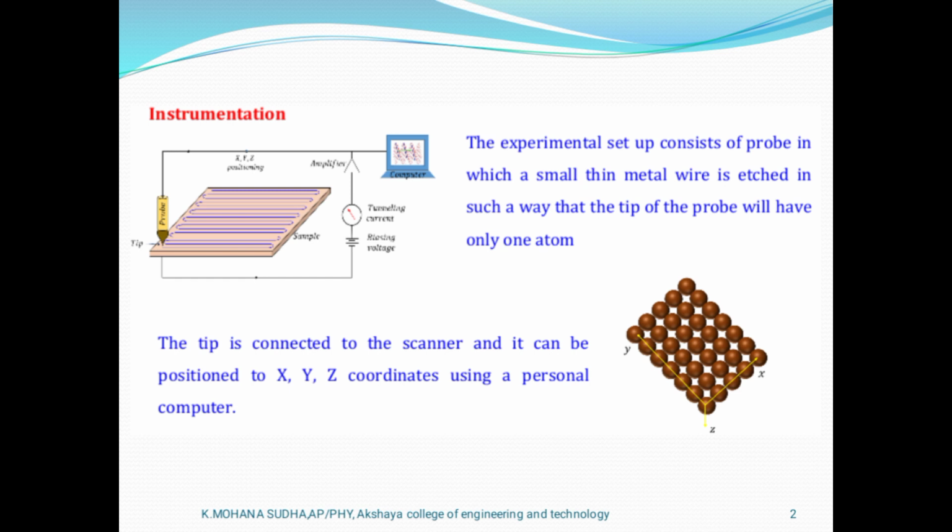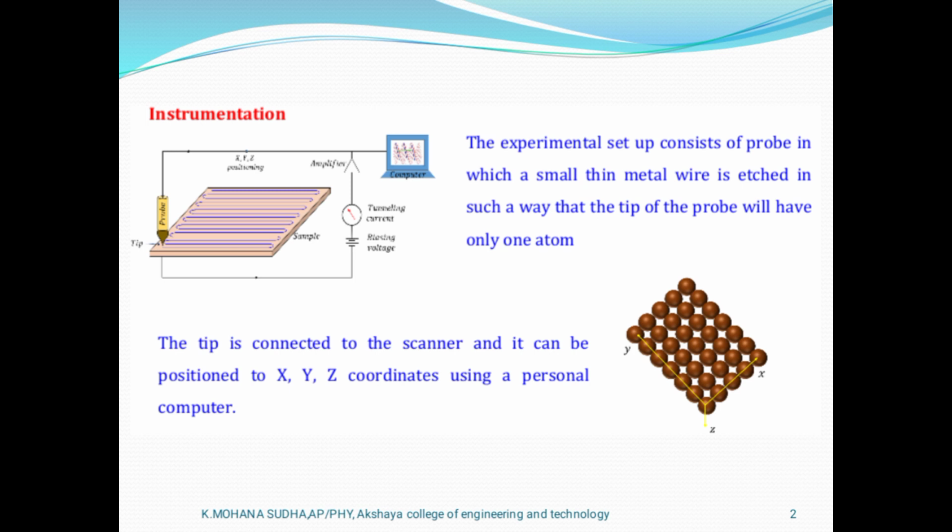The experimental setup consists of a probe in which a thin metal wire is etched in such a way that the tip of the probe has only one atom. The tip is tapered down to a single atom so that it can follow even a small change in the contents of the sample. The tip is connected to the scanner, and it can be positioned in X, Y, Z coordinates using a personal computer.